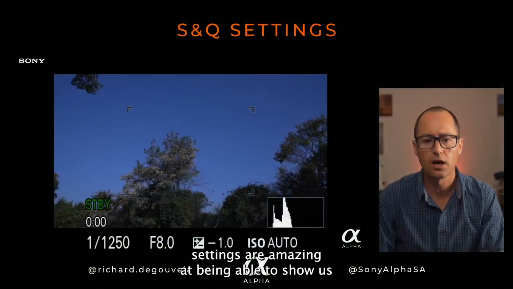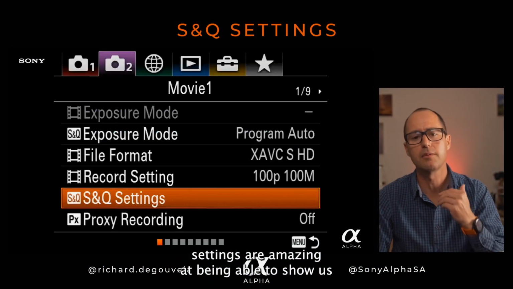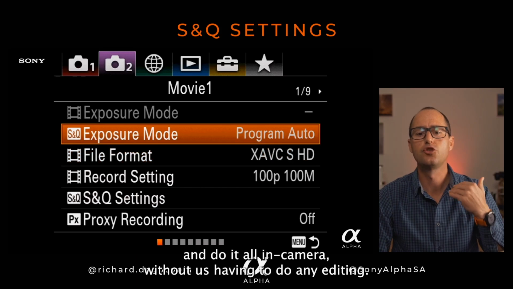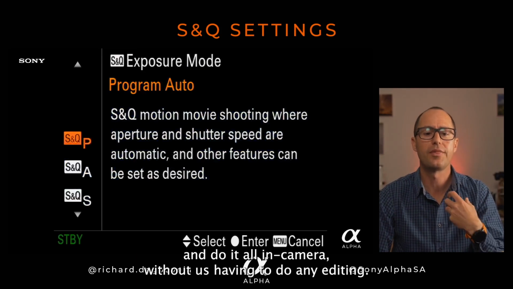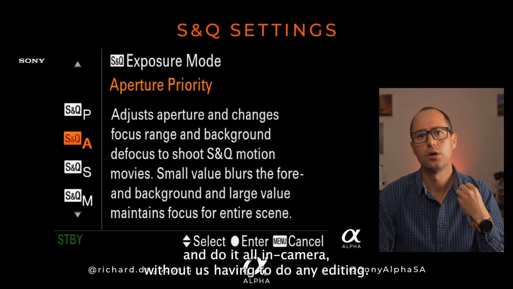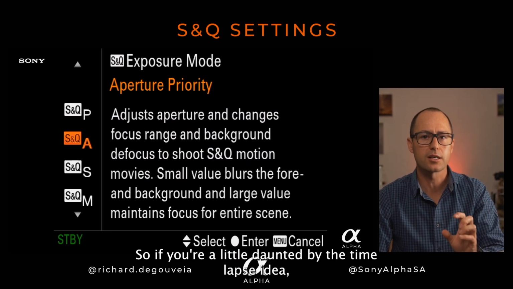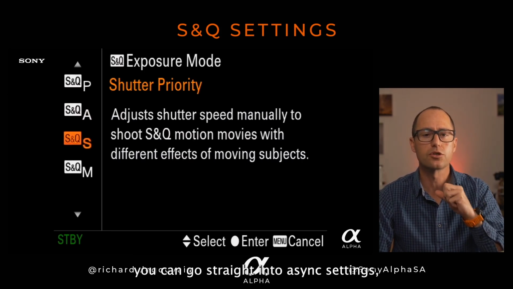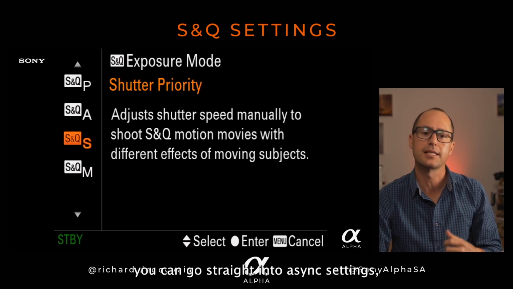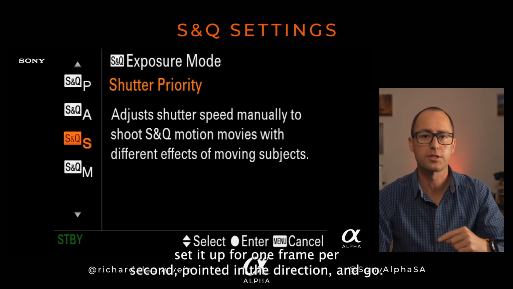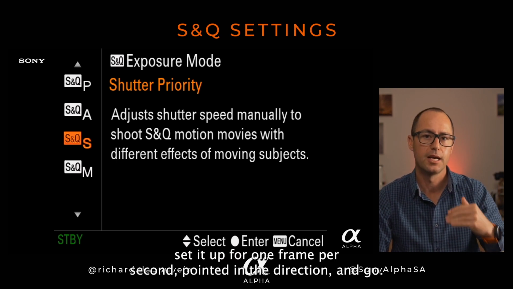S&Q settings are amazing at showing us this and doing it all in camera without us having to do any editing. So if you're a little daunted by the LR Timelapse idea, you can go straight into S&Q settings, set it up for 1 frame per second, point it in the direction and go.